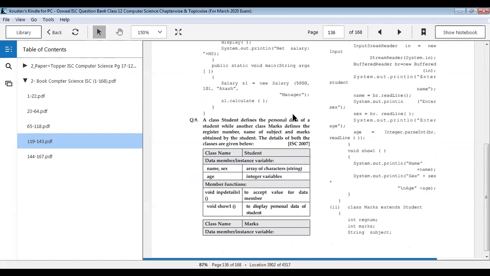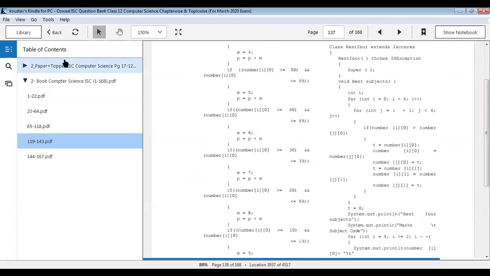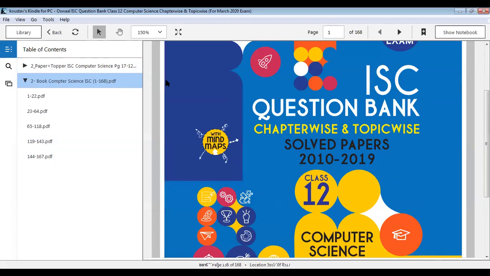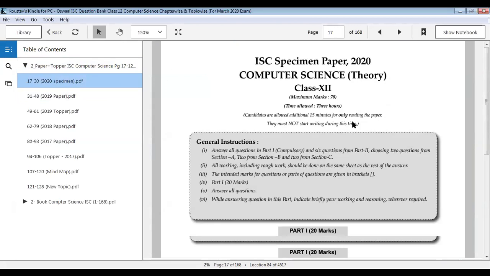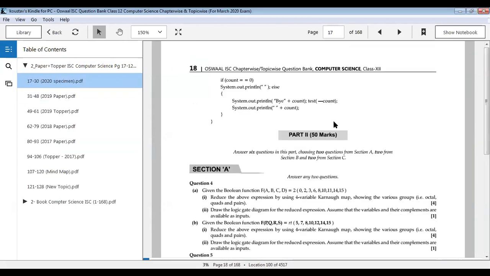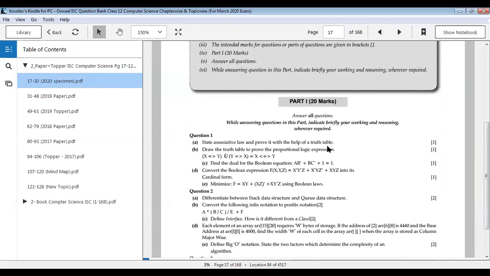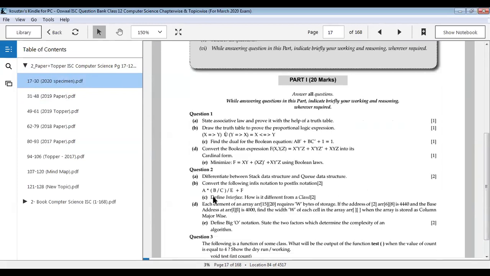Let me just see if I get any questions. Okay, I might get it in the year paper. Okay, so here is the question. As you can see, convert the infix notation to the prefix notation. We will do it with a prefix today because we have discussed the prefix. Please note down the question, everyone. A plus in the bracket B divided by C divided by E plus F.